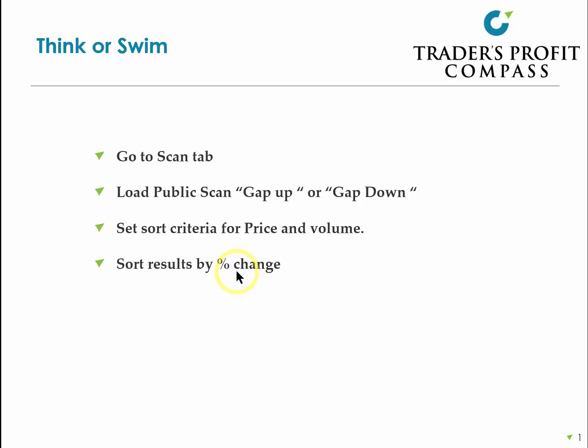Now what I want to do is exit out of the PowerPoint program and show you a live example of doing a sort on Thinkorswim. So here we go. Let's give it a try.